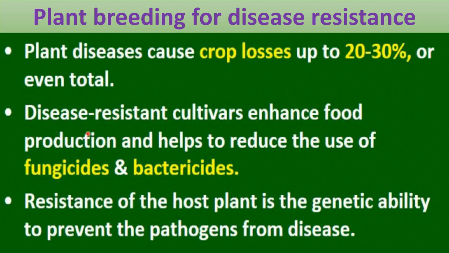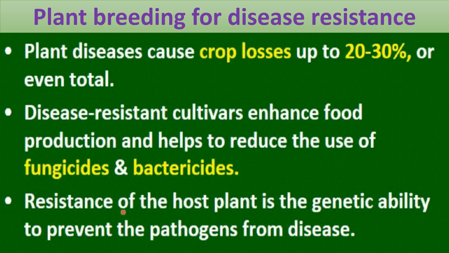Okay, so disease resistant cultivars enhance food production, right? So if a plant is disease resistant, then obviously the food production will increase, and it helps to reduce the use of fungicides, the chemicals which are used to kill the fungi, and bactericides, the chemicals used to kill the bacteria, right? So the disease resistant cultivars or varieties of the plants will increase the food production and will reduce the use of different chemicals, right?